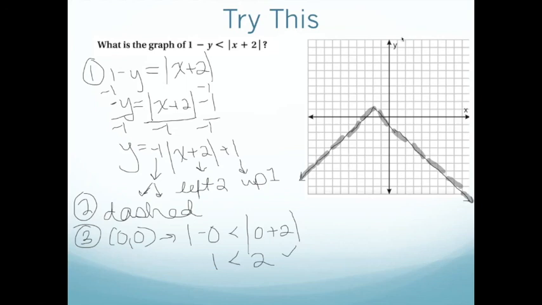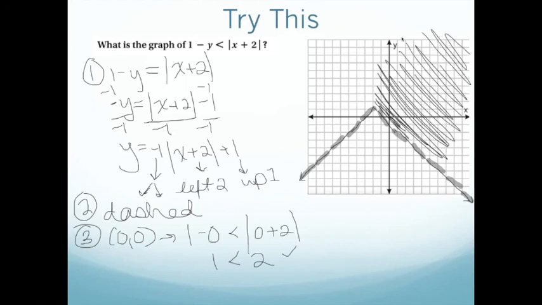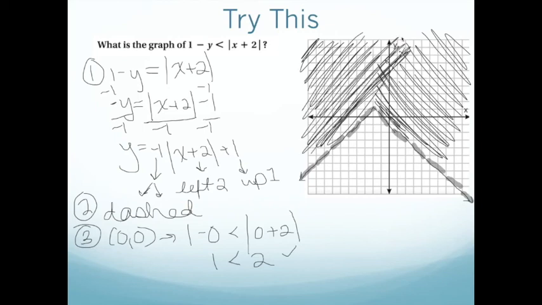So I'm going to color in not just to the right, but everything on the outside of those absolute value bars. Okay, everything on the outside of the absolute value graph. And that was step 4, to shade.